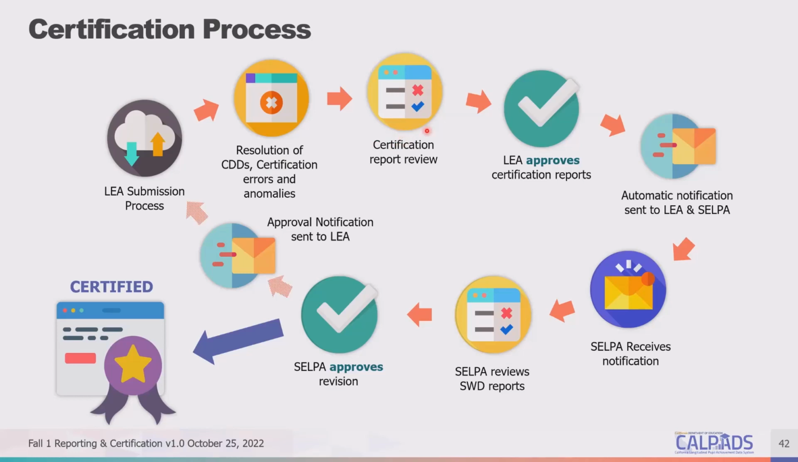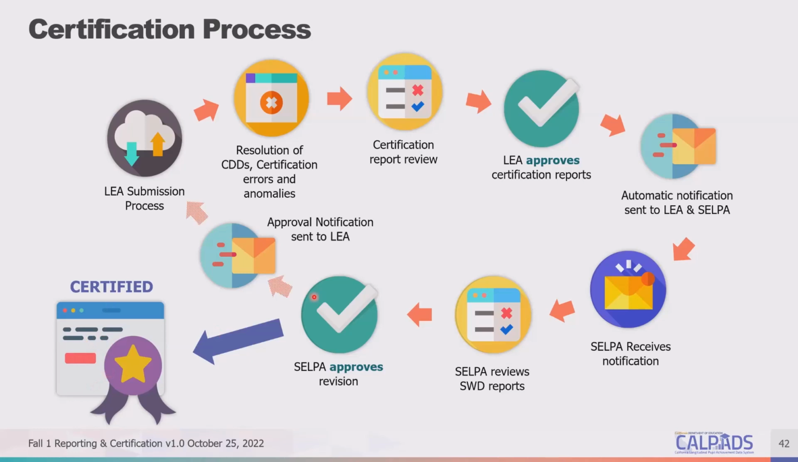Okay. And then once you've reviewed your reports, again, of course, you click on the approval button, and that approval button will then notify your SELPA and yourself that you approve your data for Fall 1. And then the SELPA receives a notification. The SELPA then looks at their version of the reports, and if they say, yes, we agree with your data, then they click on the SELPA approve button, which then makes your data certified. So two approvals equals certification.